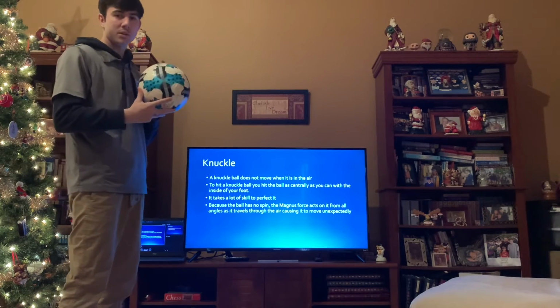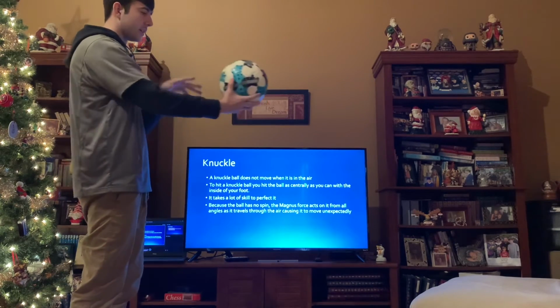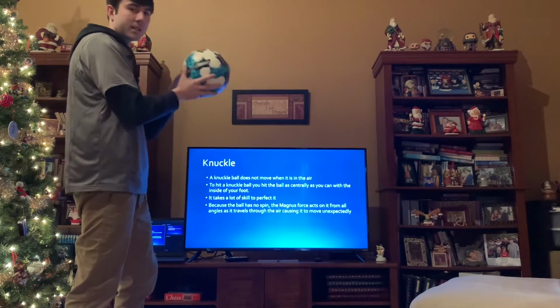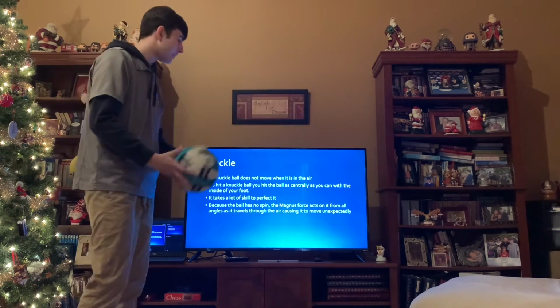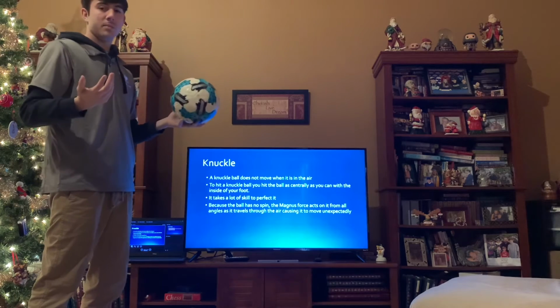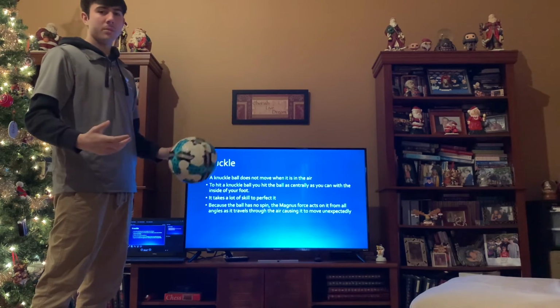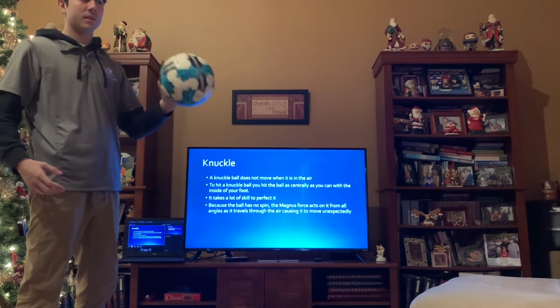Because the ball has no spin, the Magnus force acts on it from all over, causing it to move unexpectedly in the air. This causes the ball to be extremely hard to predict for goalkeepers, which makes it a really, really cool skill to learn.